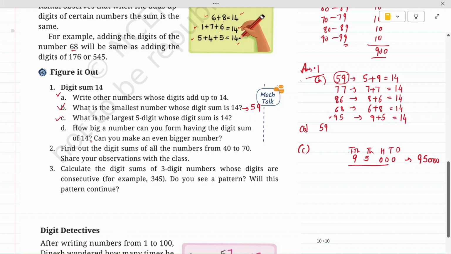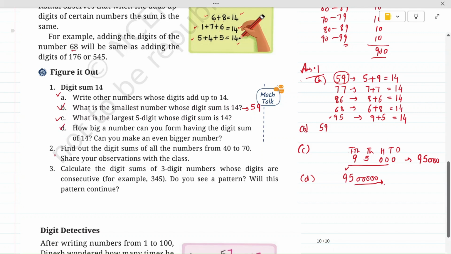Now, this is done. Fourth is, how big a number can you form having the digit sum of 14, or can you even make a bigger number? So we can do it in any way. We can take 95 and we can extend it to any point we want to make it the largest. And if we have to take the smallest, it was 59, already done. Okay, so I hope this is clear.